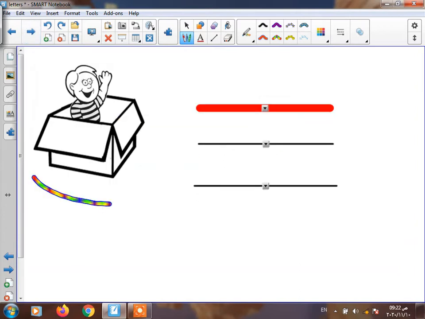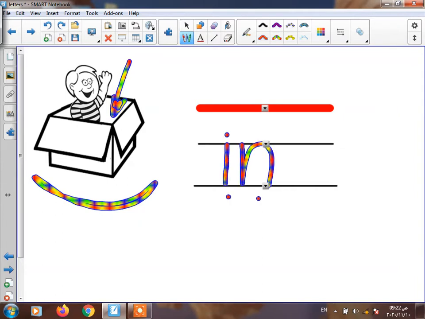Here, KG2, where is the boy? Yes, in. How can I write the word in, KG2? I. N. In.